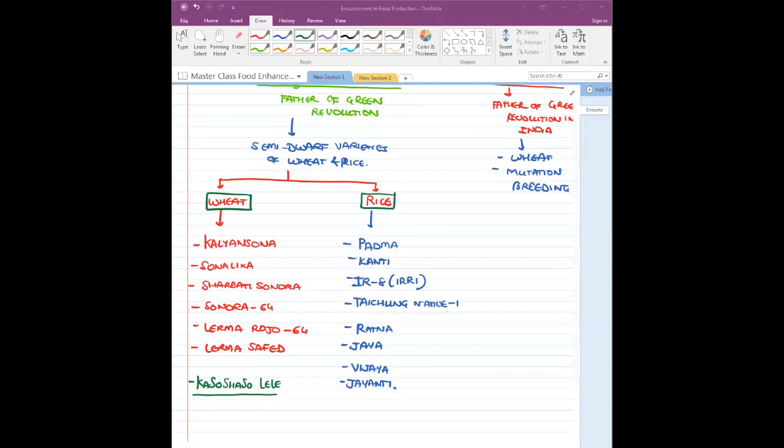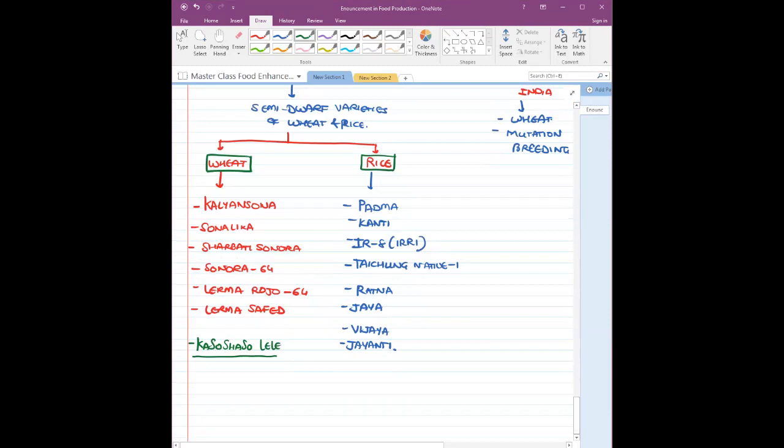Jaya Vijayanti. Okay, yes. And you can remember this thing. Pick it, pick it, RJ VJ. I remember it this way. Pick it, RJ VJ. So Padma Kanti, IR8, Taichung Native, Ratna, Jaya, Vijaya, Jayanti. That way.